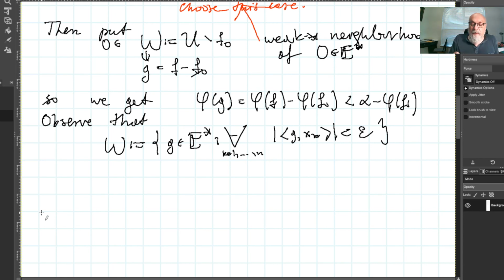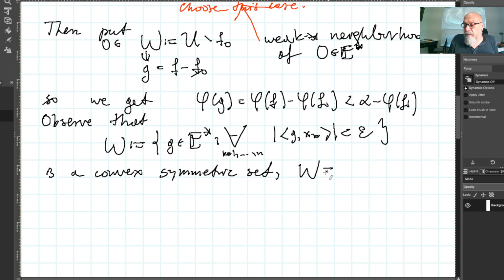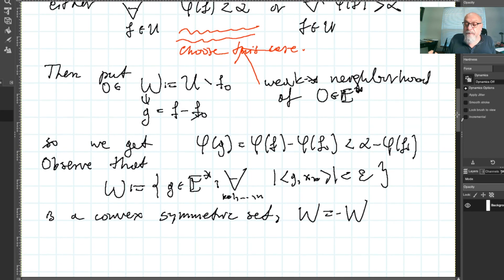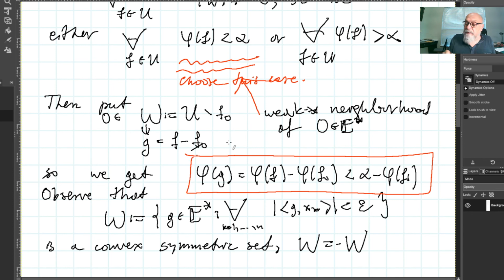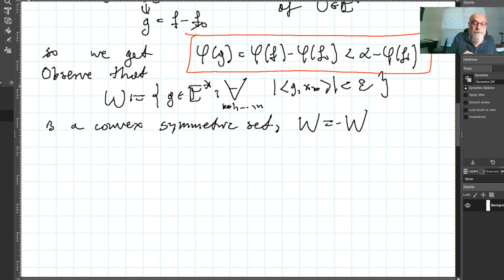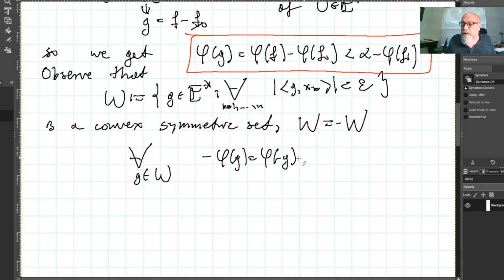One can easily observe that W is not only convex, but also a symmetric set with respect to the origin, and that means W is equal to minus W. That implies that the same inequality is also true for minus g. So for every g belonging to W, minus phi of g, which is equal to phi of minus g, is also smaller than alpha minus phi of f0.